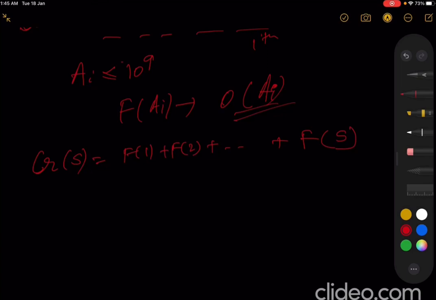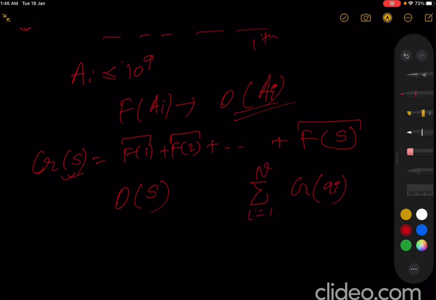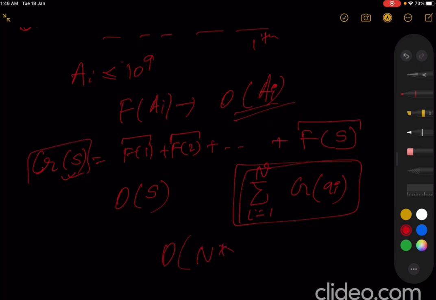Even if we pre-calculate all these f values, calculating g of s will surely require order of s time, right? And since we need to calculate this sum for all the values of a of i, calculating it naively will require a time complexity of order of n times the time complexity for calculating g of the maximum value of a of i.